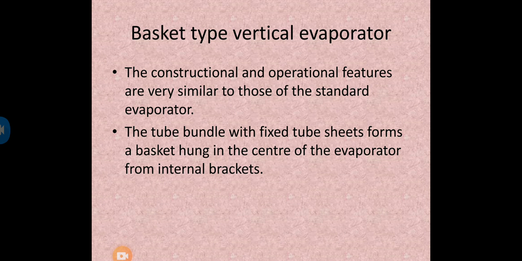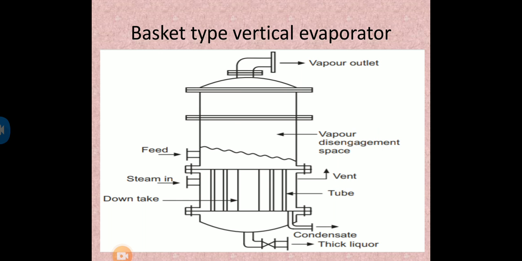Next one is the basket type vertical evaporator. The construction and operational features of the basket type evaporator are very similar to those of the standard evaporator, except the downtake is annular. The tube bundle with fixed tube sheet forms a basket hung in the center of the evaporator from internal brackets. You are seeing here the diagram of the basket type vertical evaporator. Here the diameter of the tube bundle is smaller than the diameter of the evaporator vessel, thus forming an annular space for circulation of liquid.